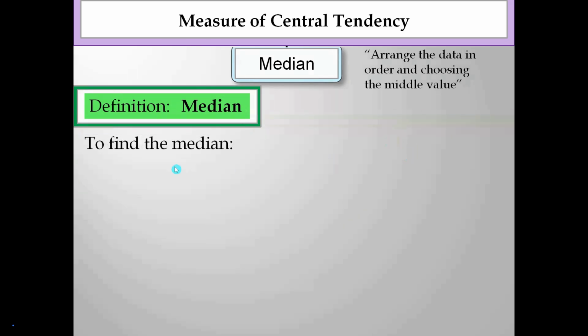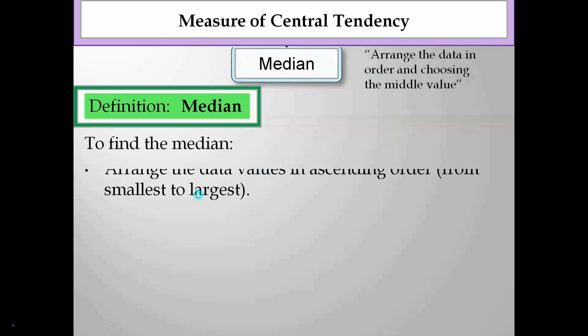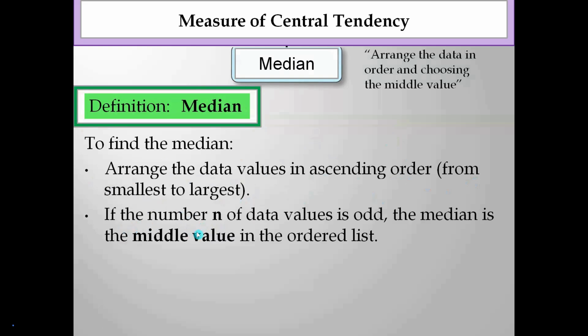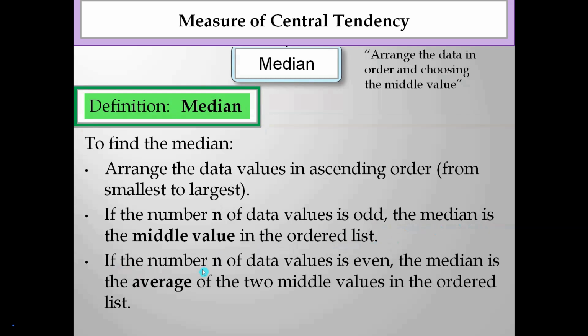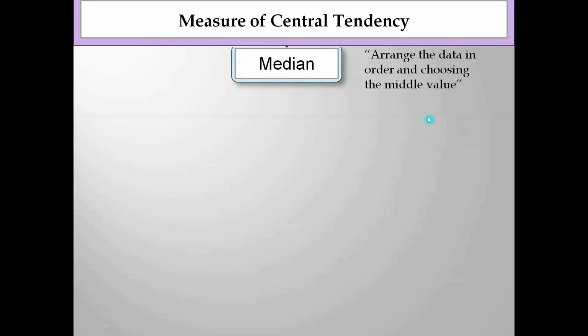Let's just have some formal guidelines to find the median. We always arrange the data in ascending order from smallest to largest. If the number n of the data values is odd, the median is the middle value in the ordered list. If the number n of our data values is even, the median is the average of the 2 middle values in the ordered list. Now let's look at an example where we go over median.